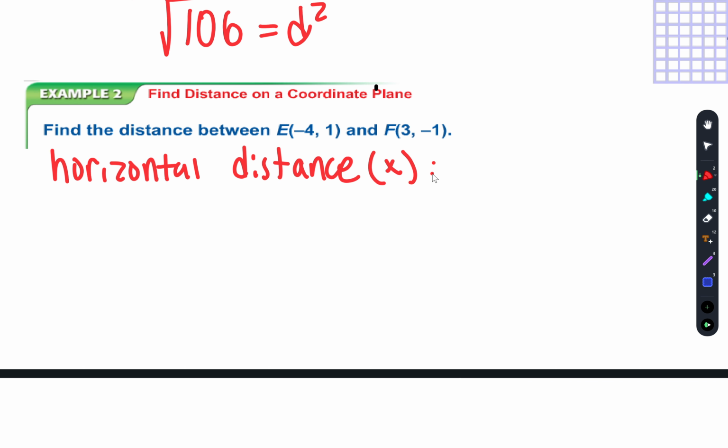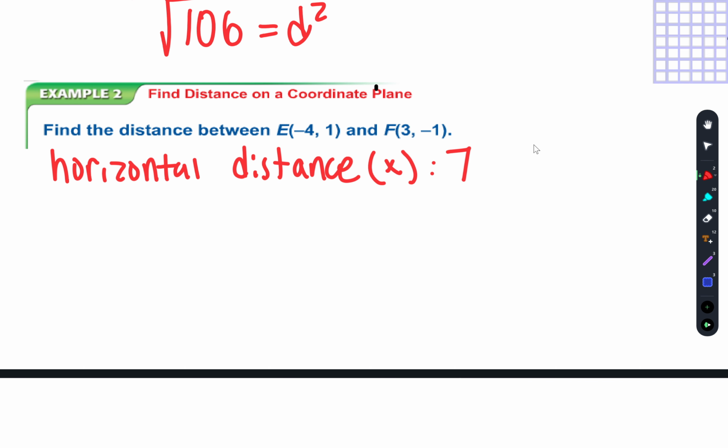What's the distance between the x values of E and F? Those x values are -4 and 3. What's the distance in between them? Between -4 and +3. Caitlin, you know? Yeah, it's 7. I'm literally counting, right? The distance between -4 and 0 is 4. The distance between 0 and 3 is 3. 4 plus 3 is 7.